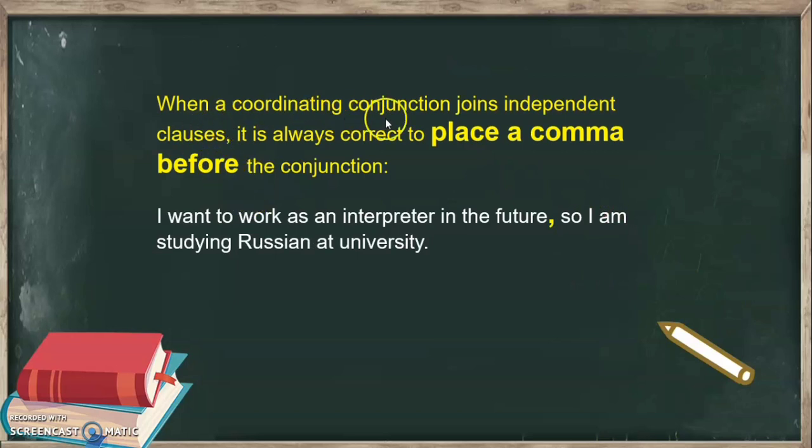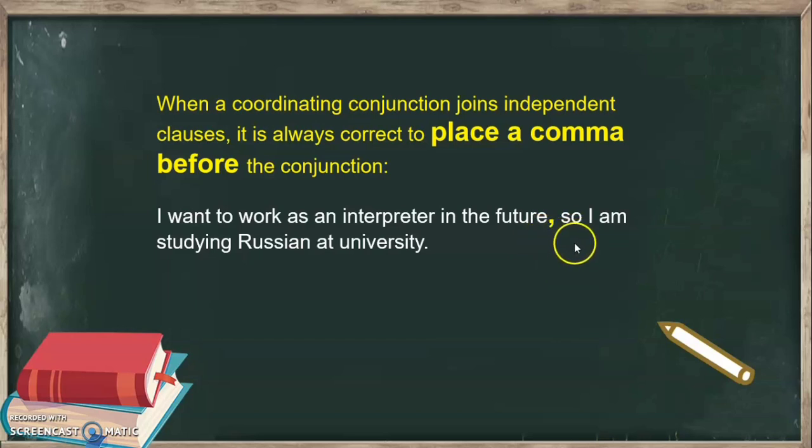Now remember, when a coordinating conjunction joins independent clauses, it means one sentence, independent clause. We should put or place a comma before the conjunction. This is a comma. This is how a comma looks like. You already know that. So we will place this comma before you put the conjunction. This is our conjunction, so you will put it ahead of it, before it. So the comma first and then the conjunction.